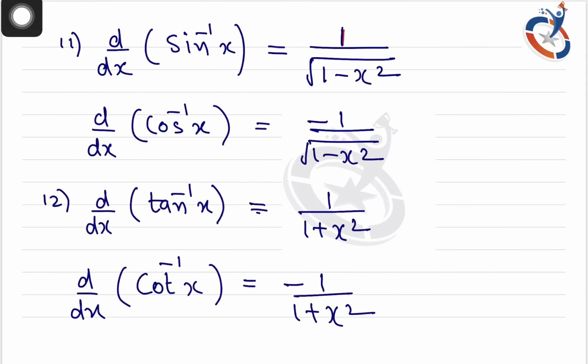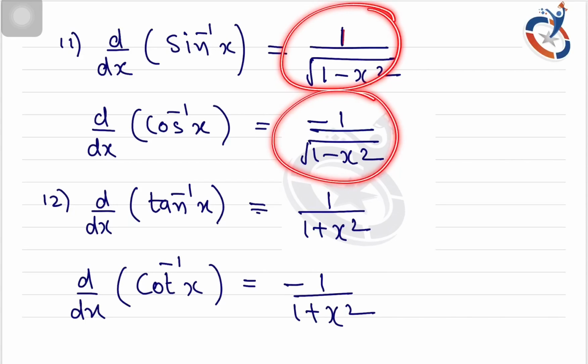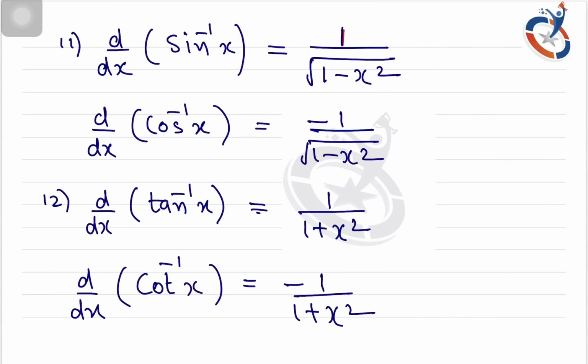Derivative of sin inverse x is equals to 1 upon root of 1 minus x square. And cos inverse x is equal to minus 1 upon root of 1 minus x square. Both the formulas are same. There's a difference of sign here, positive and negative. Similarly, tan inverse, cot inverse. Tan inverse x ka derivative is 1 upon 1 plus x square. And cot inverse x is minus 1 upon 1 plus x square.